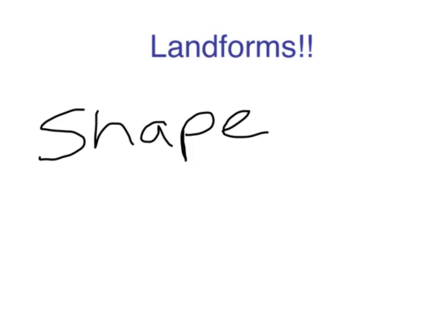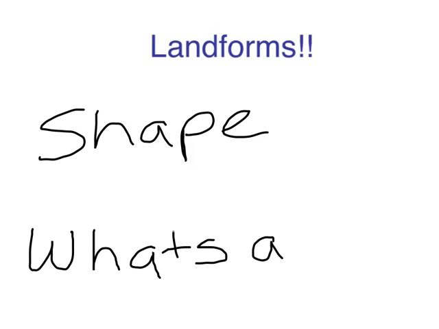There are two ways that geographers decide what landforms are, and one is its shape, and the other is what's around it. So for example, if it has water on three sides or water all around it, that makes it one landform or another. So shape and what's around it.